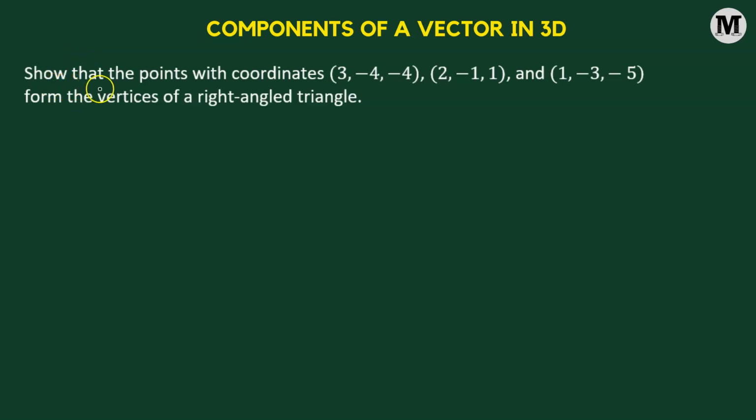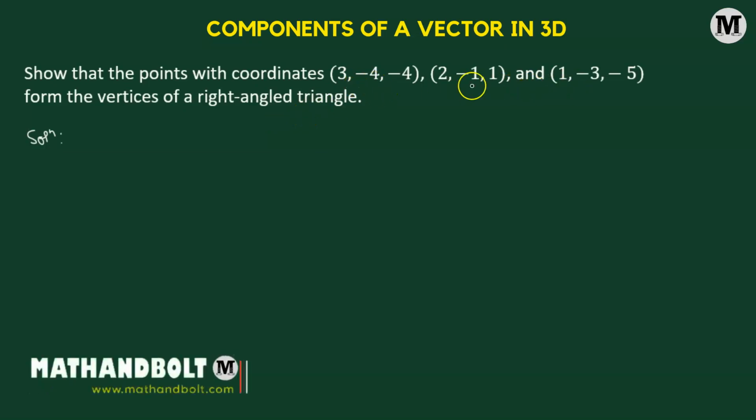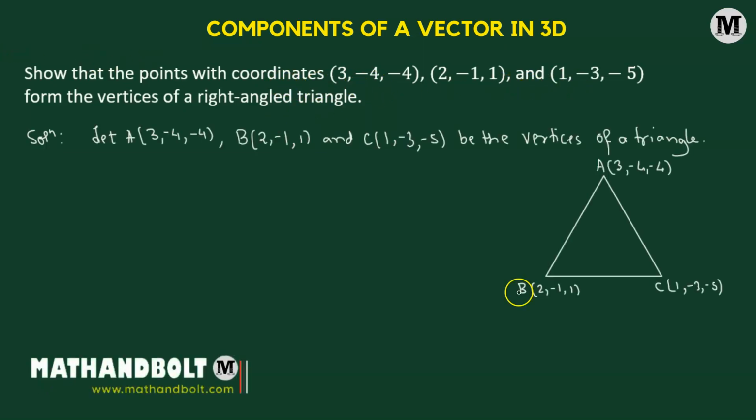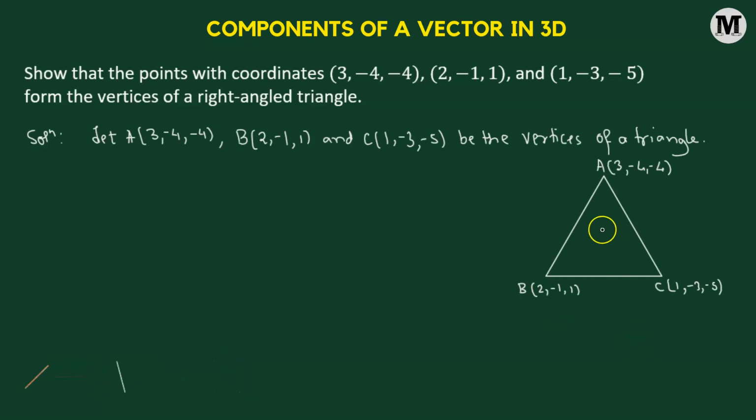In this problem, we need to show that the points with the following coordinates form the vertices of a right-angled triangle. Let us begin. So here what we'll do, we'll consider a triangle with vertices A, B and C such that A, B and C correspond to the following three coordinates respectively. Now we will try to represent each of the three vertices in terms of the position vector. So for that, we are going to consider a point O, which is going to be the origin.